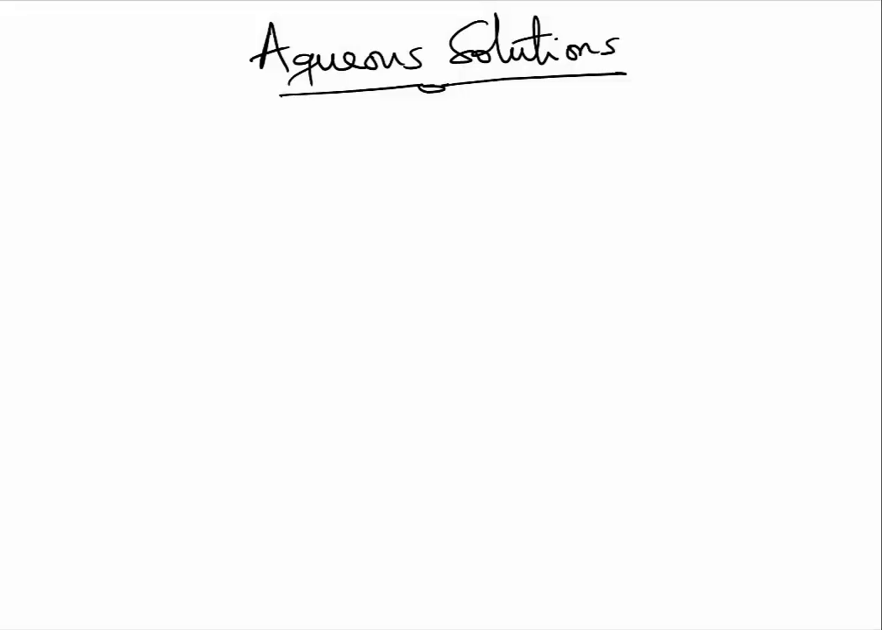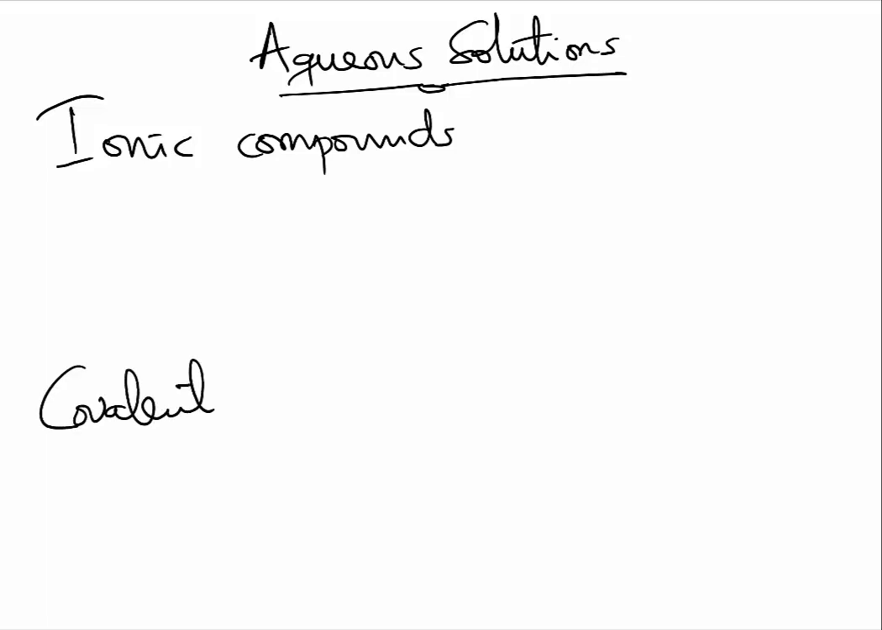What happens when we dissolve a compound in water? Well, the answer depends on the type of compound. Remember, we have two types of compounds: ionic compounds, which always have a metal, at least a metal in them, or covalent compounds. Covalent compounds do not have any metal in them. Now, let us begin with ionic compounds.